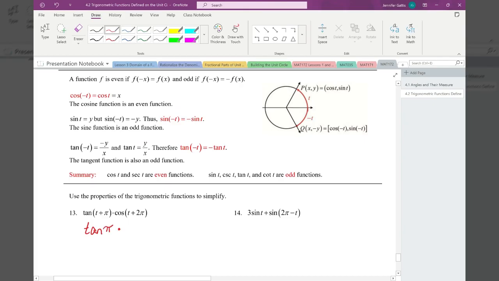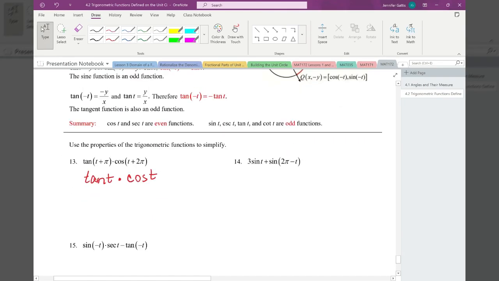And because cosine has a period of 2 pi, oh, I'm sorry, not pi, t. Don't mind me, y'all. Cosine has a period of 2 pi. This is the same as just cosine of t. And because tangent is sine over cosine, when we multiply, we just get sine of t.